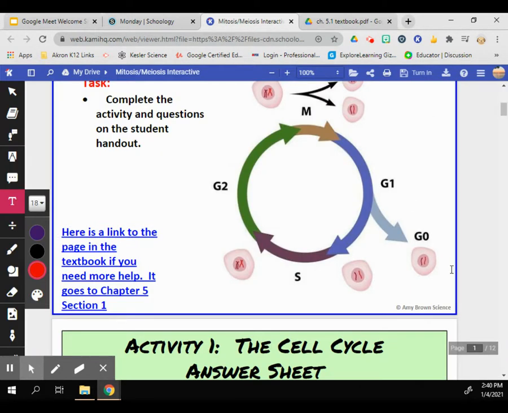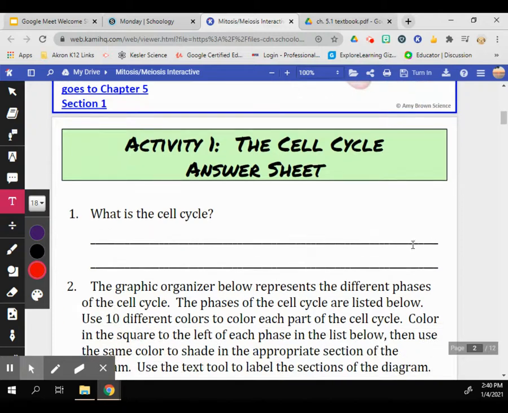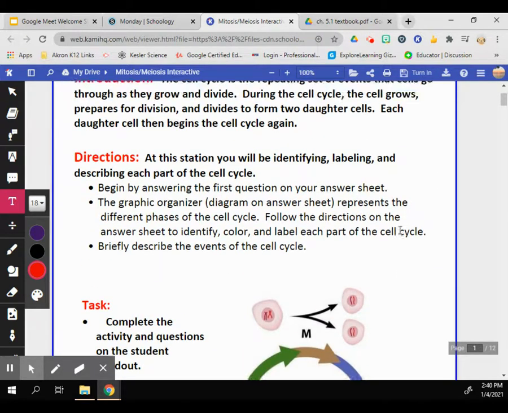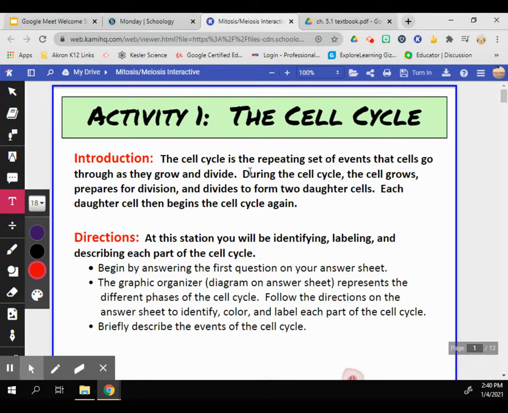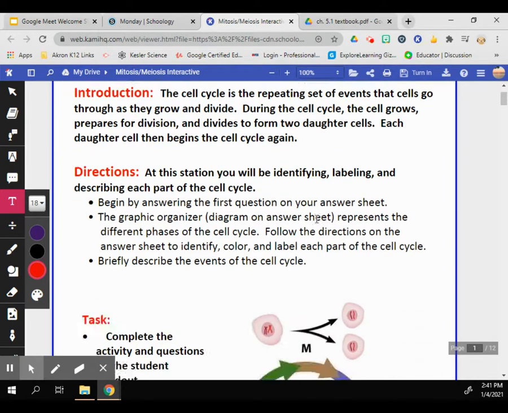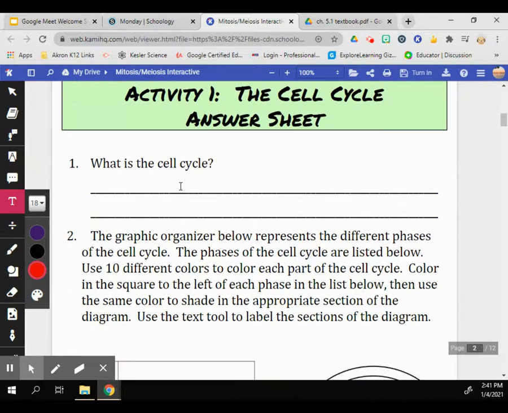So let's go back to our answer sheet here. The first question here says, what is the cell cycle? Well, I remember reading that just at the beginning here, where it says the cell cycle is the repeating set of events that cells go through as they grow and divide. So that's what I would suggest writing as your answer right in this area. So you can pause and do that right now.